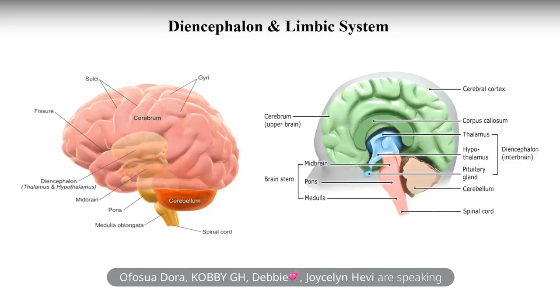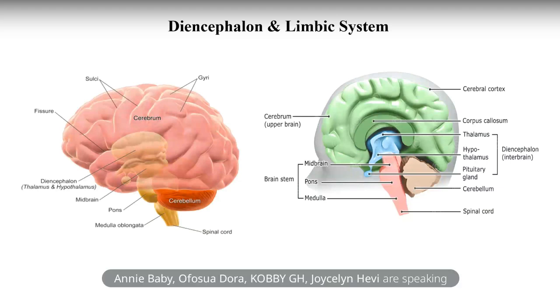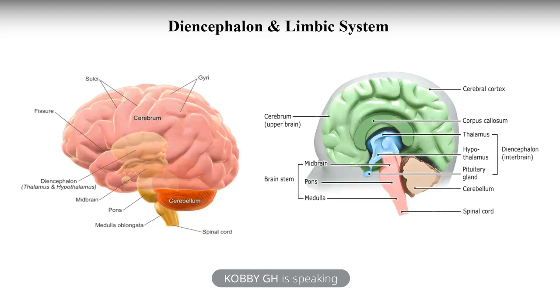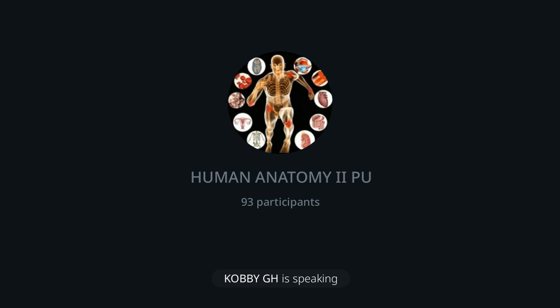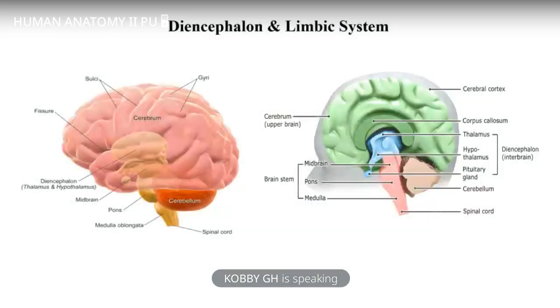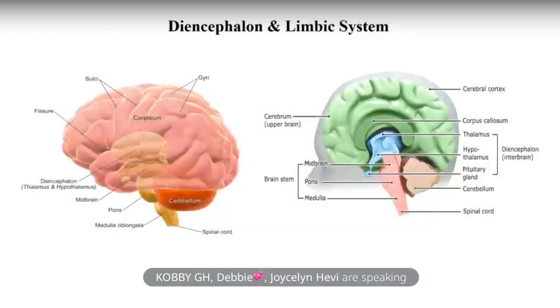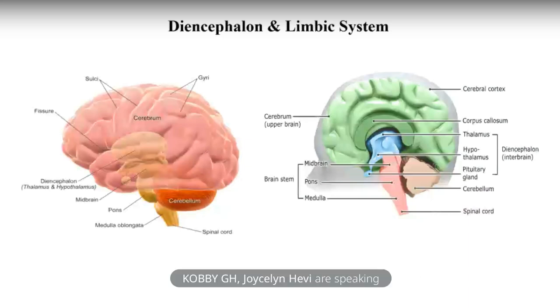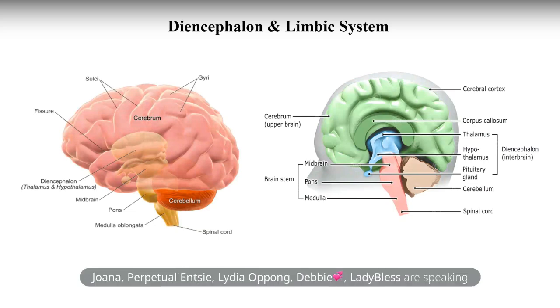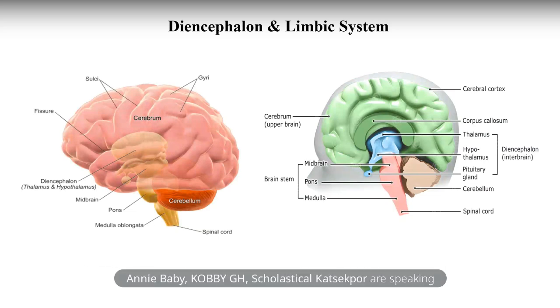Okay, which part of the brain is responsible for controlling balance, posture, and smooth movement? A, diencephalon. B, cerebellum. C, cerebrum. Cerebellum. The answer is cerebellum.